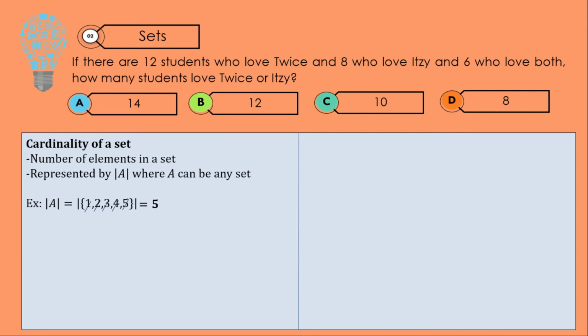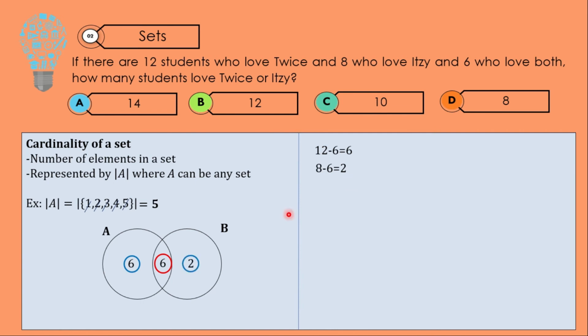This problem can be best represented using a Venn diagram. A represents TWICE and B represents EXO-C. The common region, the overlapping part of the circles, is where the number of students who love both TWICE and EXO-C belong. To find the number of students who love TWICE exclusively, let's simply subtract 6 from 12, so we'll have 6. So the number of students who love TWICE exclusively is 6. And to find the number who love EXO-C alone, let's simply subtract 6 from 8, we'll have 2.